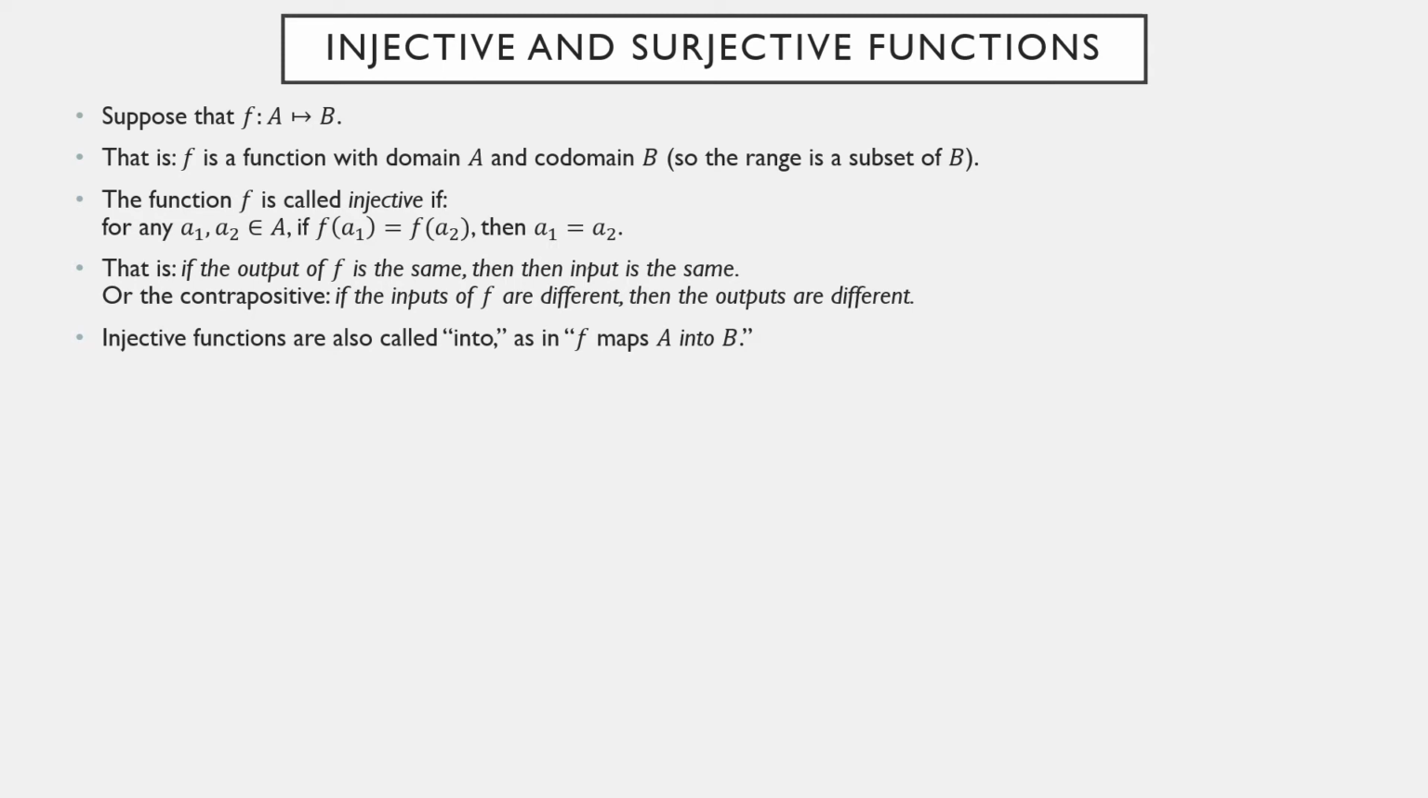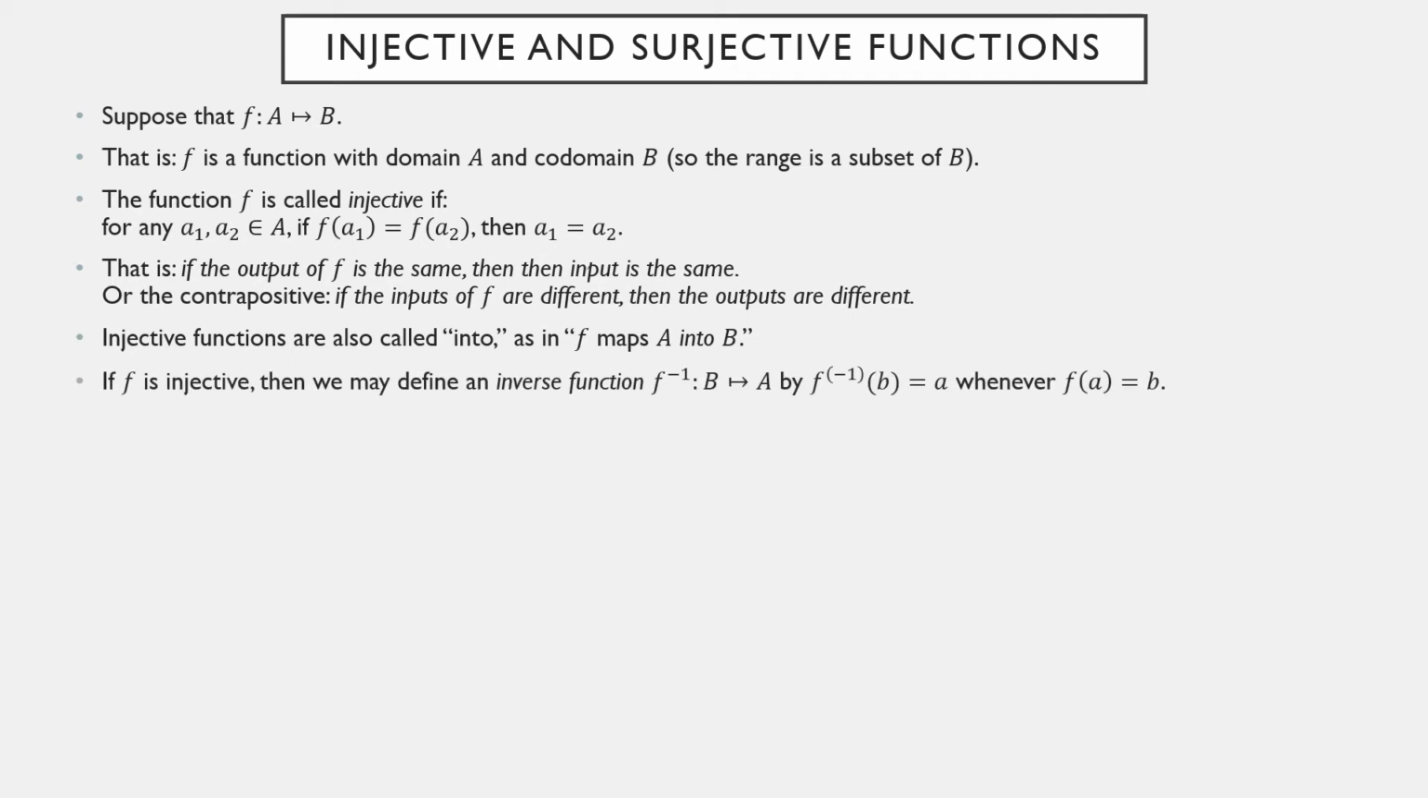Injective functions are also called into, and you can say, for example, f maps A into B, and you would say that's an injective function. If f is injective, we can talk about an inverse. Since there was only one thing that got mapped to a specific element, we can talk about the inverse image of that element. So if f of A equals B, and we have an injective function, I can say f inverse of B equals A. This is a function that goes from B back to A.